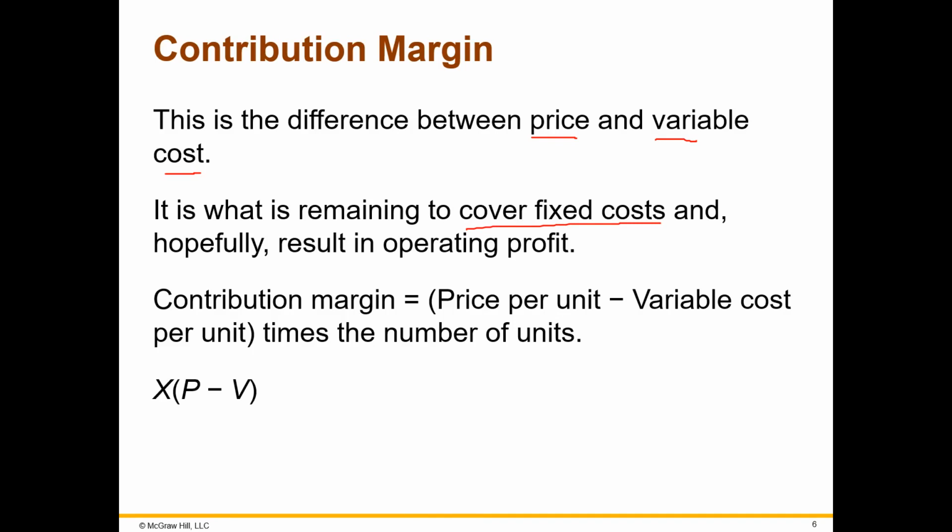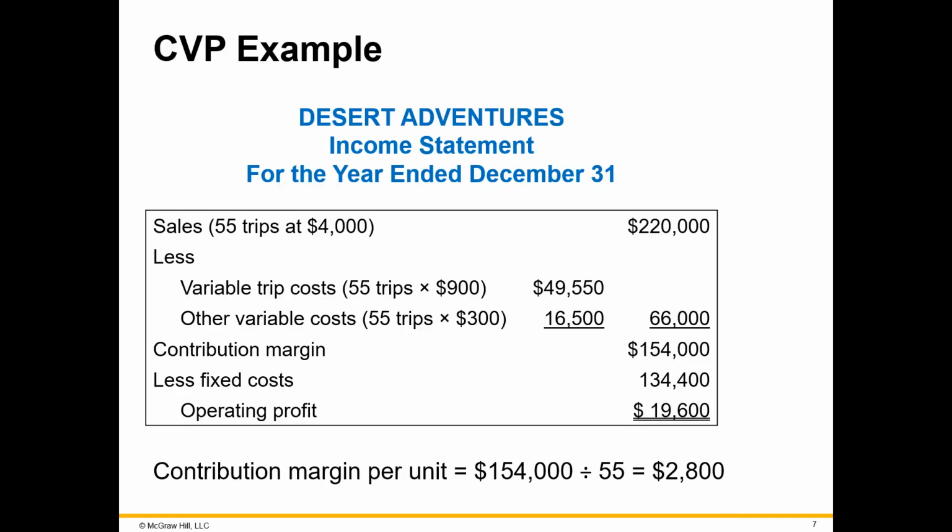And above and beyond the fixed cost, now you're going to have operating profit. Here's another example. It's a company called Desert Adventures, and they sell trips or excursions. Last year, they sold 55 trips at $4,000 each, so their revenue is $220,000. But as you now know, that $220,000 isn't $220,000 that goes straight into the owner's pocket. He has a lot of bills to pay.